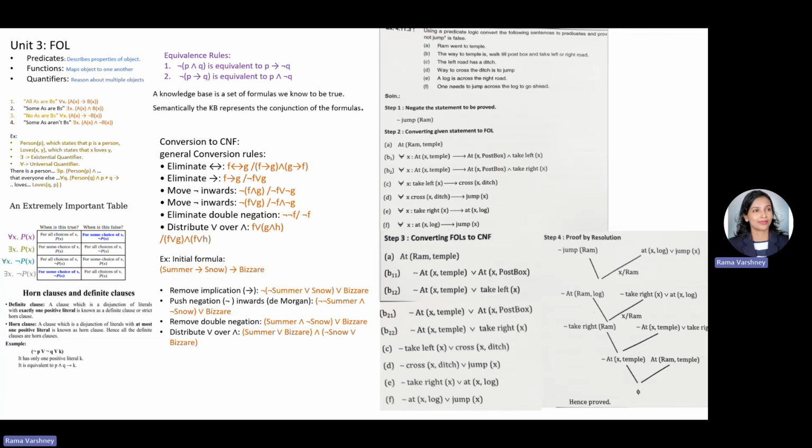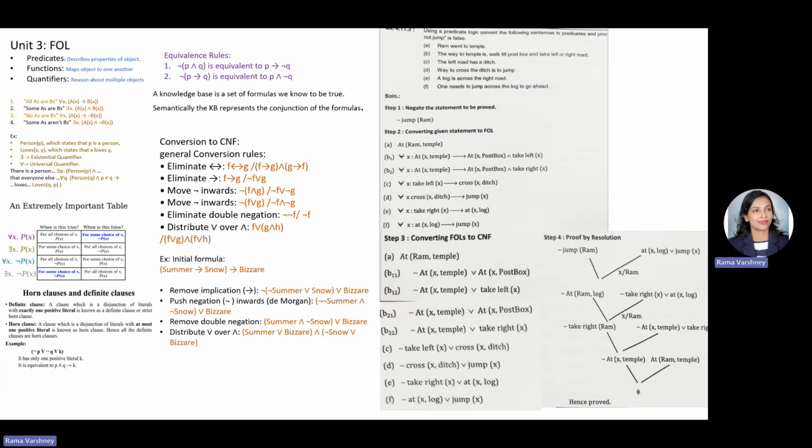Convert the given statements to FOL first. How would you do it? The first statement, Ram went to temple: at Ram temple. The way to temple is walk till post box: for all X, at X temple implies X at post box and take left. For all X, the left road has a ditch. For all X, at X temple implies X at post box and take right. This is for the second statement, or statement B2.